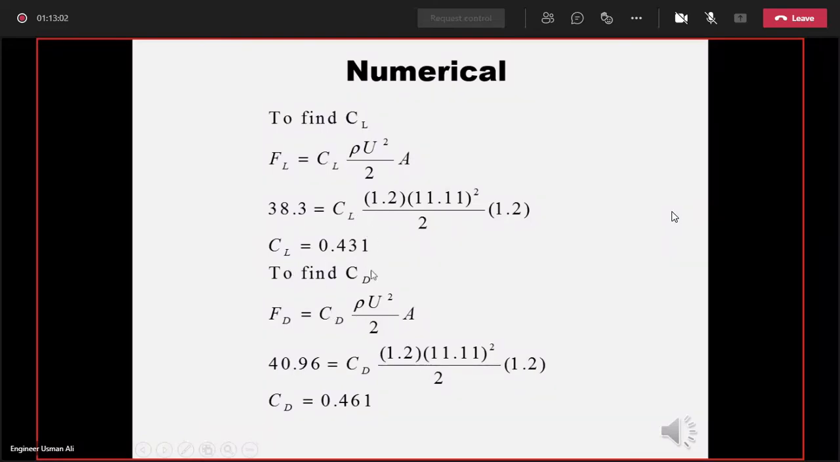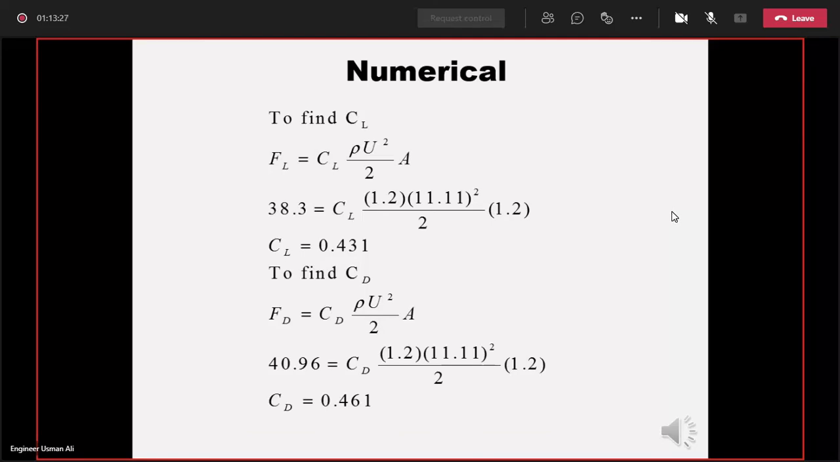Similarly, you can find the coefficient of drag, FD is CD rho U square by 2 into A. Again putting the values, CD will be 0.461. So in this way we can find lift and drag force and their coefficients given the certain data. You can try it with different data just to have more practice.